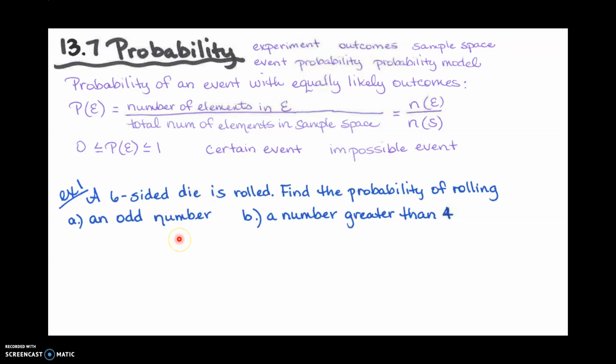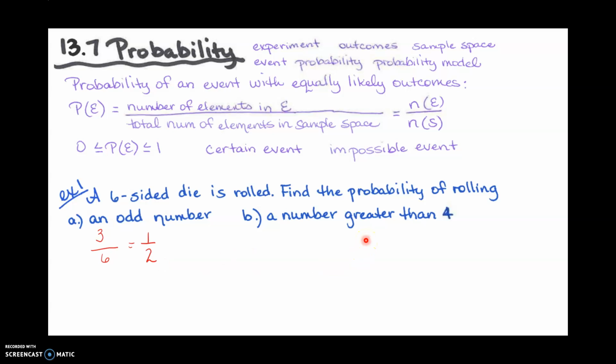All right, example number 1 says a 6-sided die is rolled. Find the probability of rolling an odd number. Okay, so first off, I need to figure out my denominator. What are the total number of elements in the sample space? Well, it's a 6-sided die, so that means that I have 6 different ways that die can land. Out of those, it says find the probability of getting an odd number. Well, on a die, 1, 3, and 5 are odd, so 3 out of the 6 sides, and we would always want to put that in our simplest form, 1 over 2.